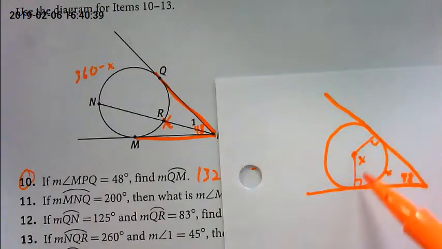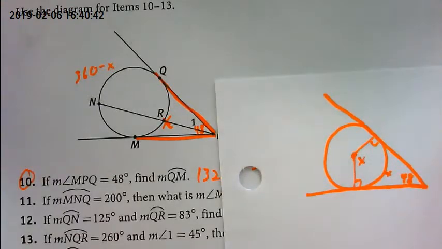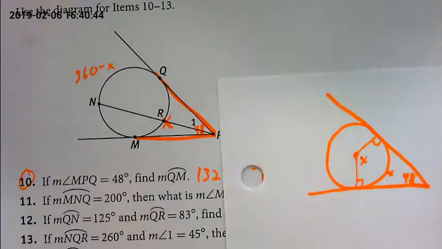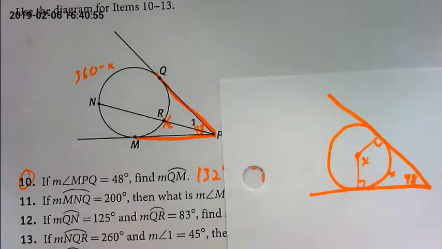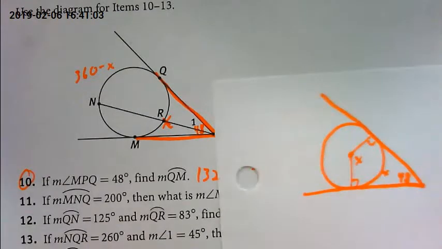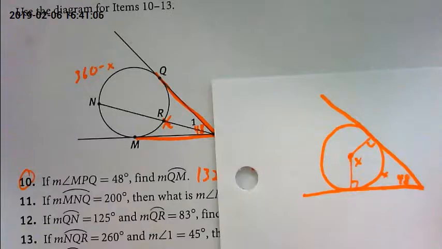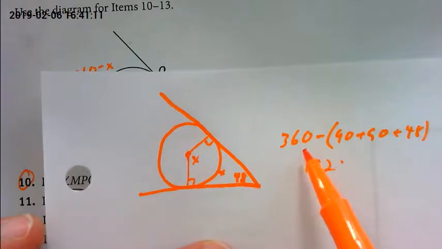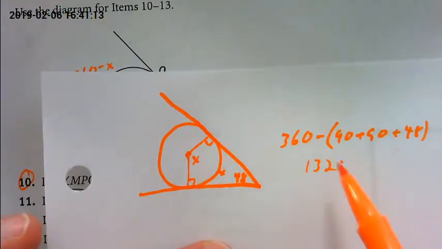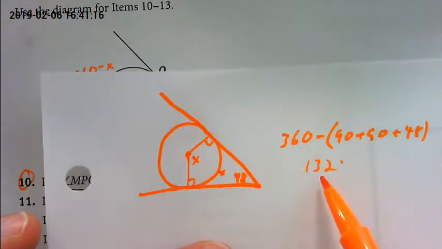We just have to subtract these angles from 360. So we'd have 360 minus the two 90-degree angles and the 48-degree angle, which would also leave us with 132. Because inside a quadrilateral, all the angles have to add up to what? 360. So we had 3 of the angles, so we subtracted, sorry, let me move this over. We're going to subtract the 3 angles that we know from 360, and it leaves us with the 132.